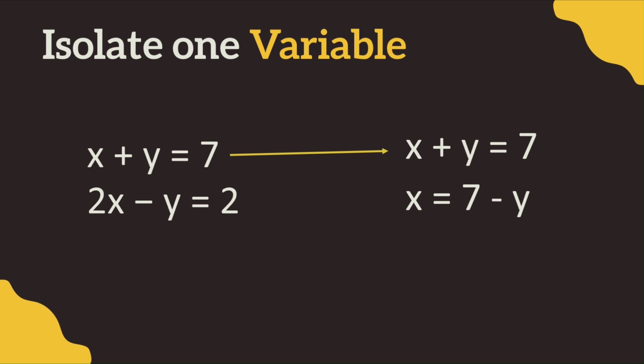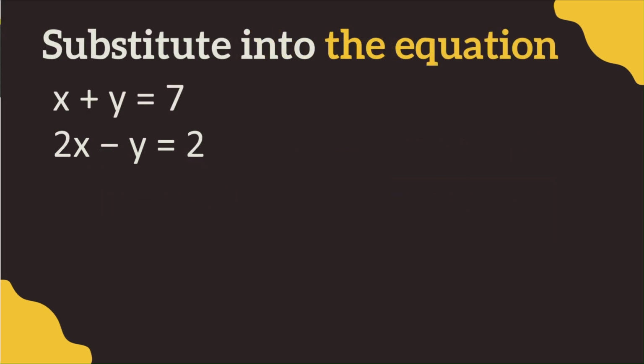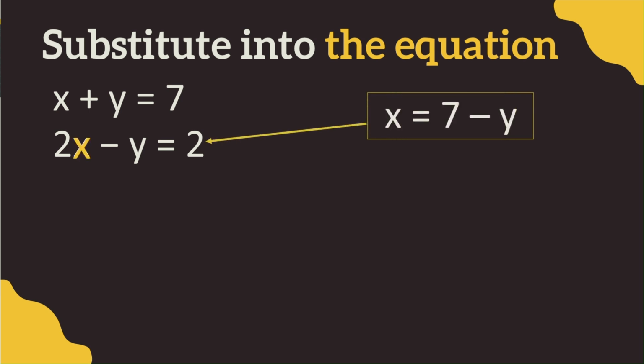Now comes the substitution. We're going to substitute this expression into the second equation, not the first. Instead of x in the second equation, I'm going to replace it with 7 minus y. So the second equation becomes 2 multiplied by, open bracket, 7 minus y, close bracket, minus y, equals 2. The brackets are very important.